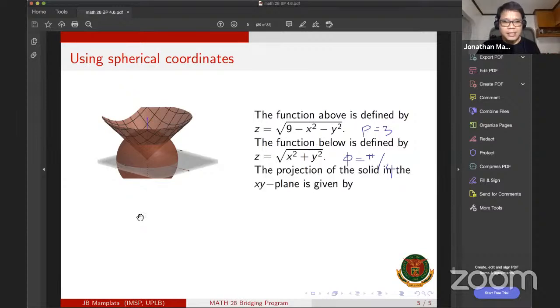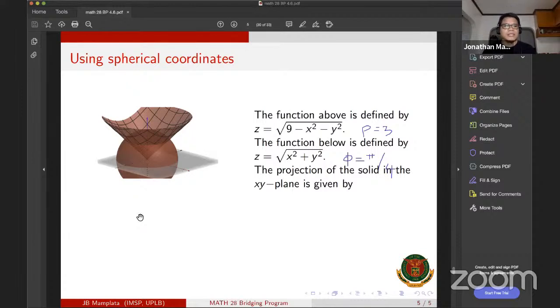Okay. Actually, yung projection of the solid in the xy plane, hindi na importante in the spherical coordinate system. Okay? Hindi na siya kailangan. Ang kailangan na lang natin ngayong hanapin ay yung bounds for rho, theta, and phi. Okay. Let's start with rho. Ano ngayon yung magiging bounds for rho?